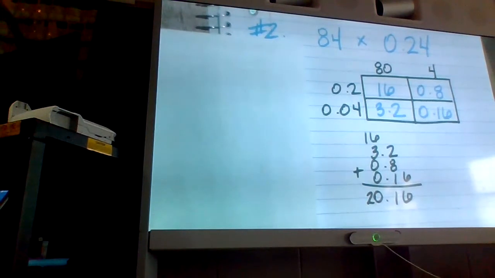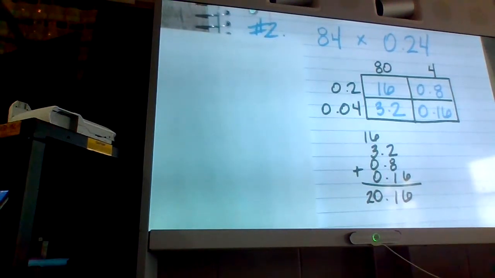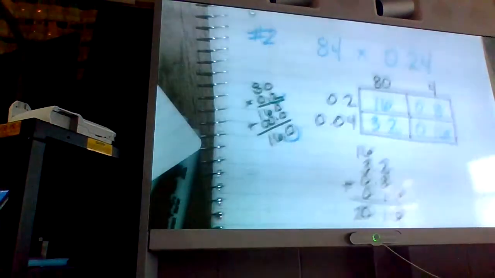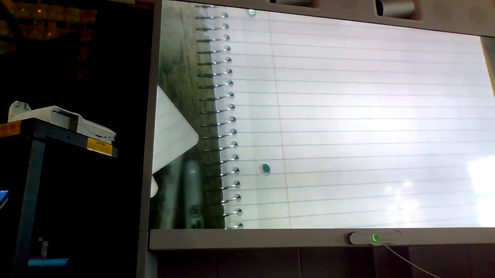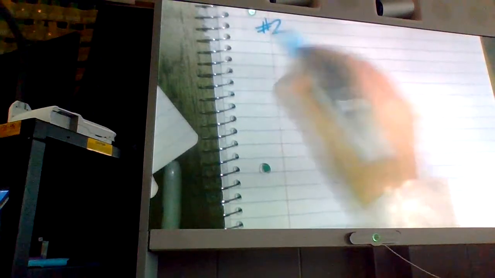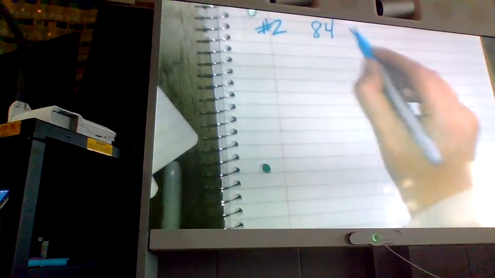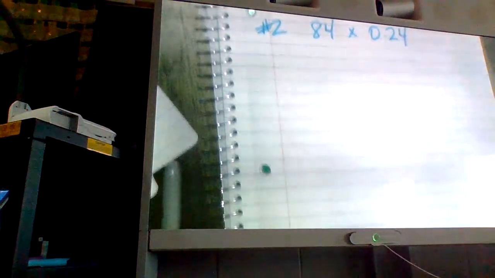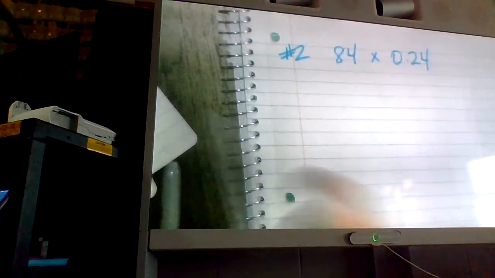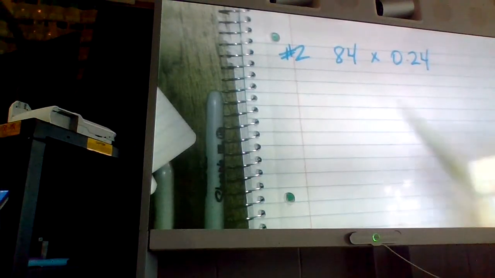Now I'm going to use the same problem, 84 times 24 hundredths, but this time instead of drawing a model, I'm going to use number bonds. Let me show you how that looks. Okay, so we're still in the same problem, 84 times 24 hundredths. This time, if you are the kind of learner who does not need to have a visual aid, you can use number bonds.